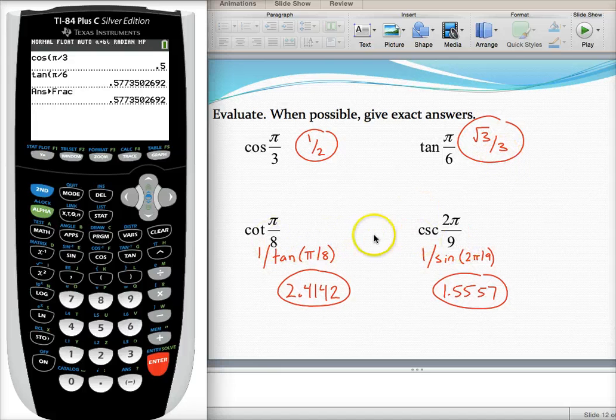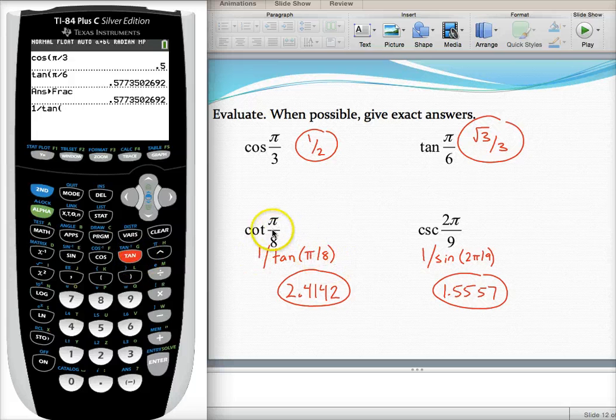Anyway, these bottom two angles are not special angles. 8 and 9 are not special denominators, so I can use a calculator and just get decimals for these. There is no cotangent button, though. As we talked about in the previous video, the only way to type in cotangent is to recognize that it's the reciprocal of tangent, and so I have to type this in as 1 divided by the tangent.